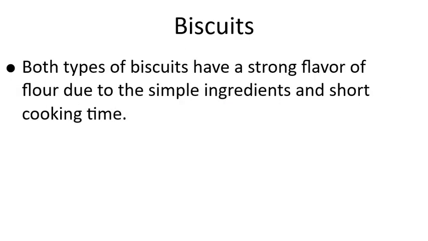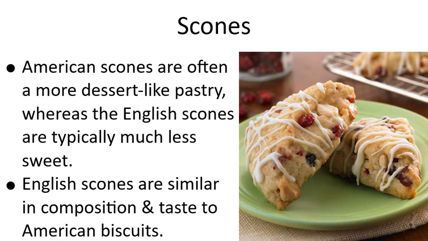Both of these types of biscuits will have a strong flavor of flour due to the relatively simple ingredients, the short cooking time, and the use of chemical rather than biological leavening. An American scone is often more of a dessert-like pastry, as the one shown here drizzled with icing. On the other hand, an English scone is similar in composition and taste to the American biscuit, so it's much less sweet. The recipe for scones we'll make this week is an English scone, so it's more like a biscuit than a pastry.